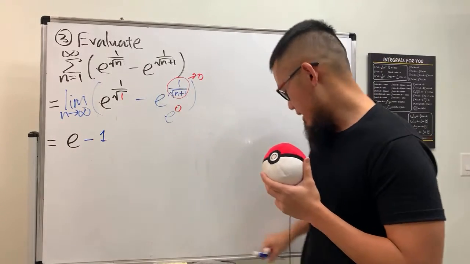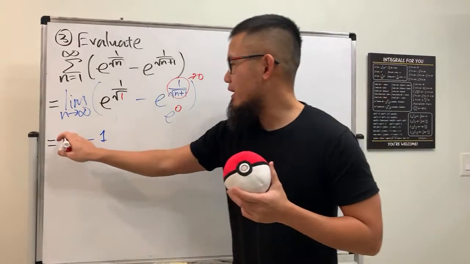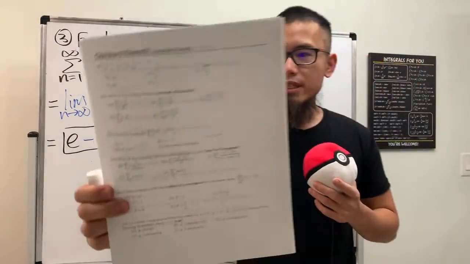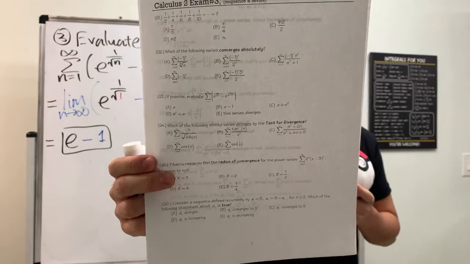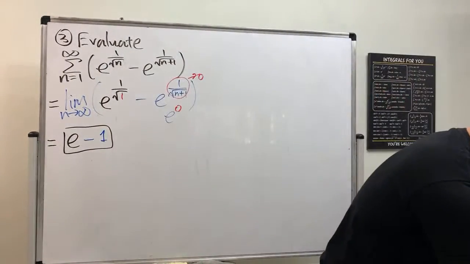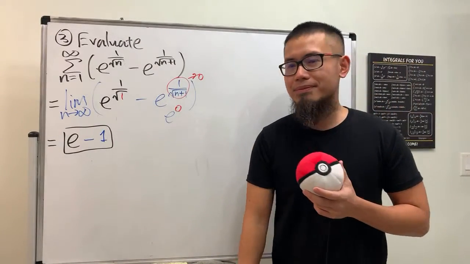All right? So if you look at my answer choices, you can see that the first choice A is e, the second choice B is e minus 1. Yeah, so be really careful with that. All right?